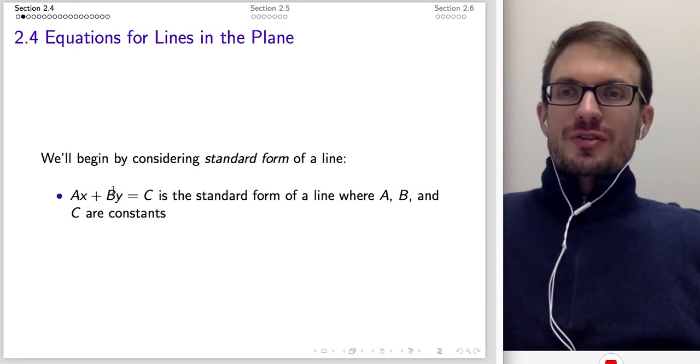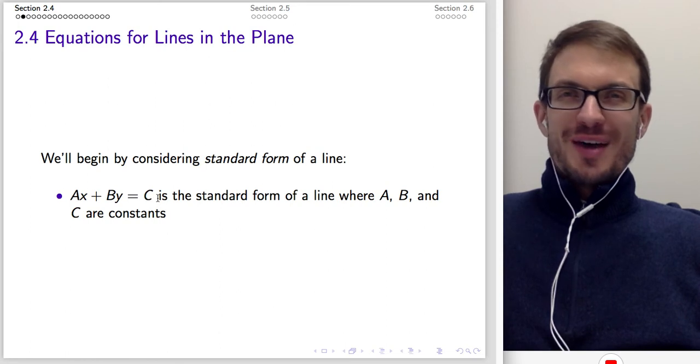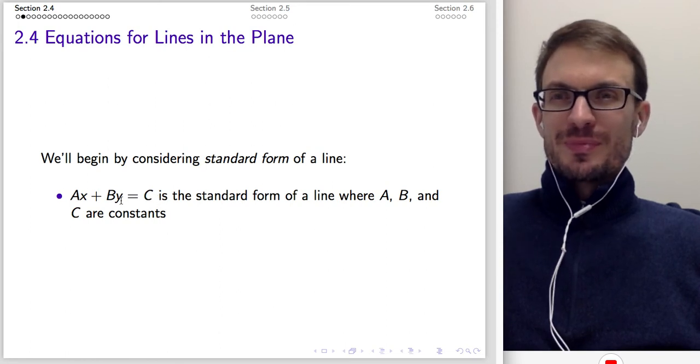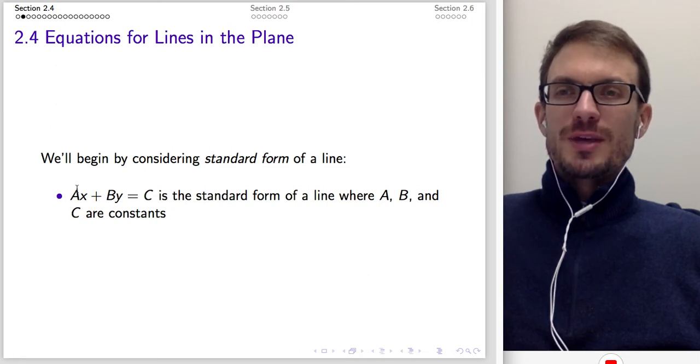In order to get the intercept, we have to divide through everything by b. So c over b would be the intercept. And if we wanted to get this into y equals mx plus b form, or y equals b plus mx form, we'd subtract ax from both sides and divide through by b. So the slope would be minus a over b, and the intercept would be c over b.